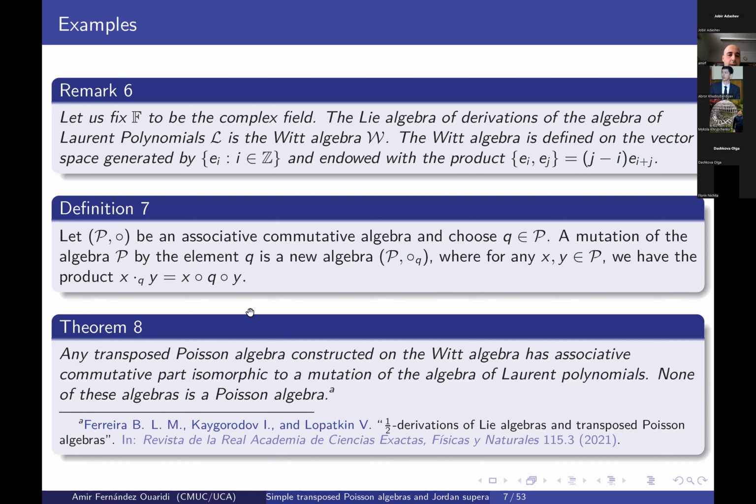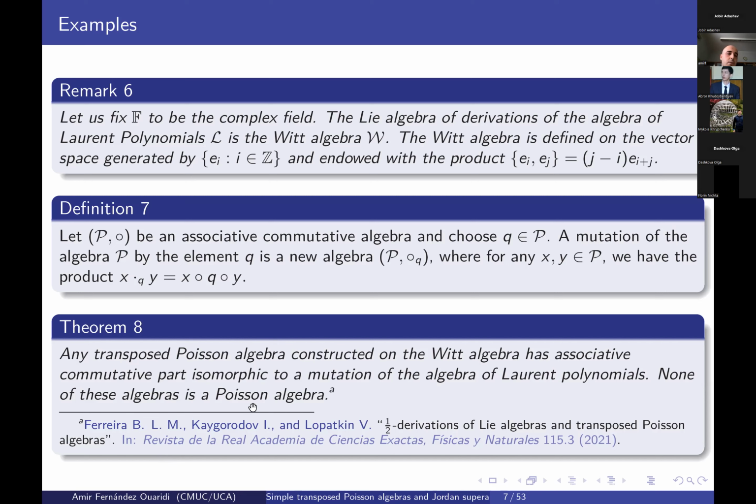And then if we define a mutation of an associative commutative algebra P, by an element Q, to be a new algebra where we have defined a new product in this way, then what was proved by Ferreira, Kaygorodov, and Lopatkin in this paper here was that any transposed Poisson algebra constructed on the Witt algebra has associative commutative part isomorphic to a mutation of the algebra of Laurent polynomials. And also none of these algebras is a Poisson algebra.